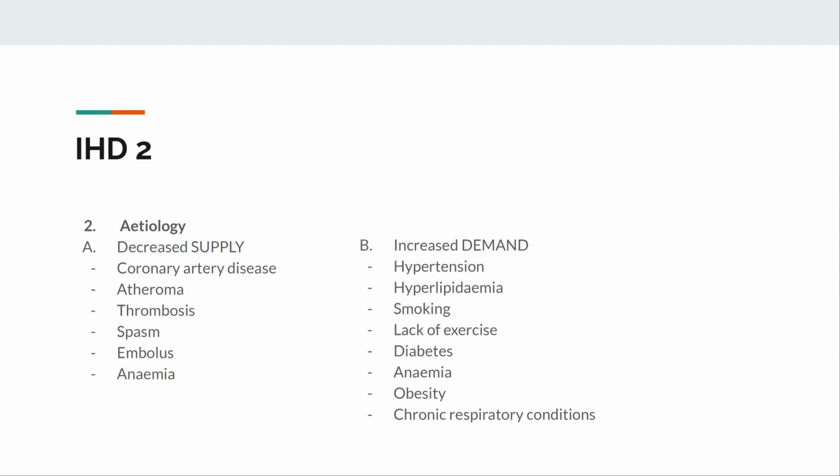Increased demand is stuff outside of the heart. So you've got your hypertension, your diabetes. Anemia actually can cause both as well, which is an interesting concept. But essentially, it's things that are outside of the heart that are causing it to work harder. So I've given you a little bit of a list here.